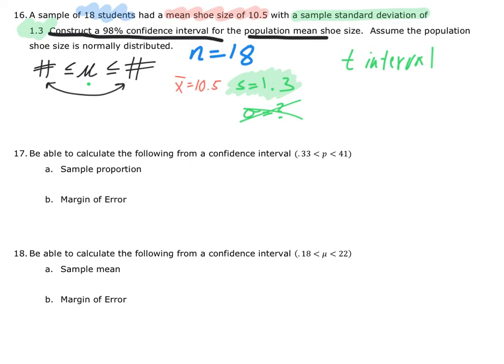I'm going to enter in my X bar is 10.5. My sample standard deviation is 1.3. My sample size is going to be 18. My confidence level of 0.9. I was wrong, 0.98. I'm going to go ahead and go down to calculate.